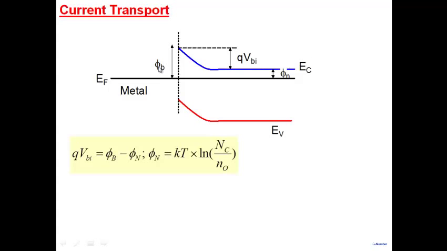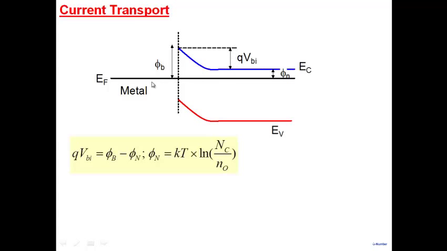I'm not going to write now that phi B is equal to phi M minus electron affinity. I'm going to say phi B is whatever has been experimentally measured. So we have this phi B here. We can also determine the net band bending in the semiconductor, which we call the built-in voltage here. All right, so built-in voltage, as we have said, is very easy to determine.